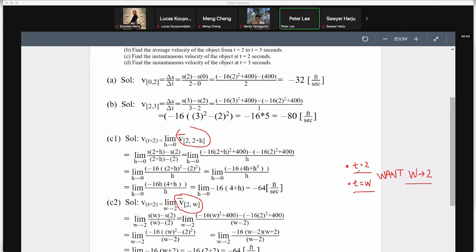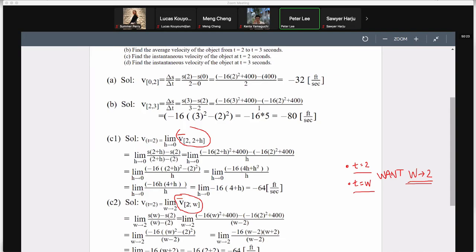Basically, from t equals 2 to t equals 2.00001. But that's not good enough. So we want the gap to be from t equals 2 to t equals 2.0000001. And we want to do that forever. So we cannot do that forever. So we now take the limit. We want this w to approach 2.